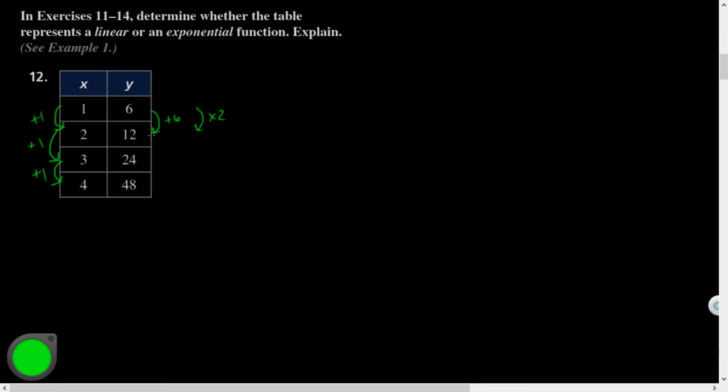Does 12 plus 6 give me 24? No. So this pattern fails. Is 12 times 2 24? Yeah, times 2. I agree. And is 24 times 2 48? Times 2. I agree. So this is an exponential function.